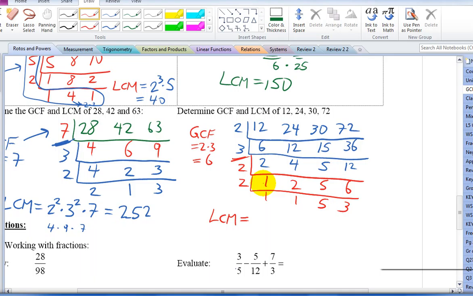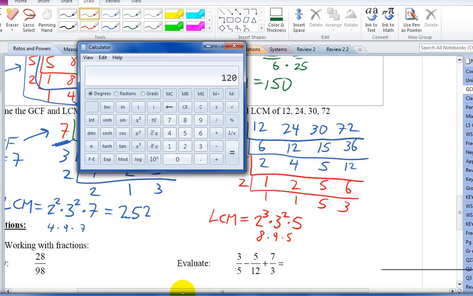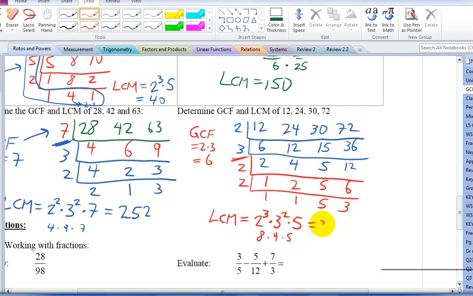So then my LCM would be 2 cubed times 3 squared times 5. So that'd be 8 times 9 times 5. 360? I'm just double checking. Yeah, 360. That's kind of on the upper limits of a non-calculator question.